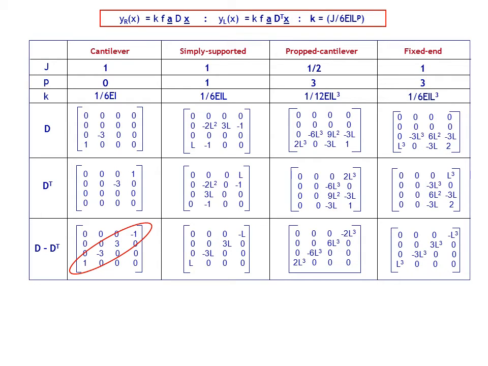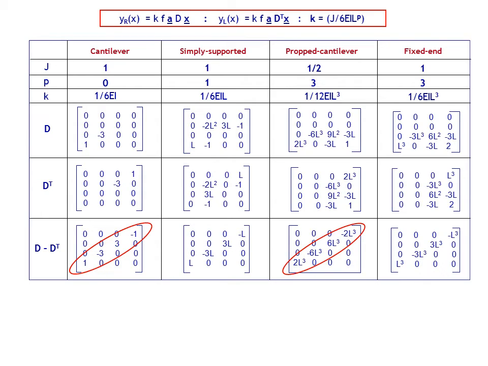Although it has non-zero terms off the rising diagonal in D, when we take the transpose, the same values appear in the same place, so cancel each other out when we subtract D transpose from D. The same behaviour is seen in the propped cantilever beam and the fixed end beam. We can also see that the elements in the rising diagonal of D minus D transpose for the simply supported beam are all L times the values of the corresponding elements in D minus D transpose for the cantilever beam.